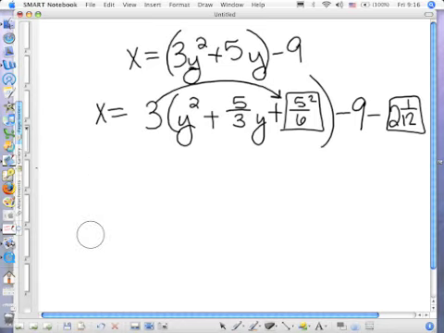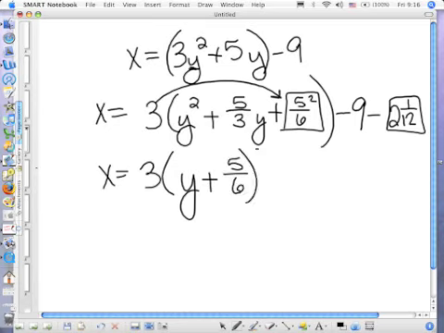Okay. And so now we simply finish it off. The trinomial factors to give me y plus 5/6 squared and negative 9 minus 2 and 1/12 is negative 11 and 1/12. Left or right, up and down. What is it? It's opening to the right. Because the y is by itself on one side, this is a sideways parabola. The first number here, the a term, is positive, so it's opening to the right.